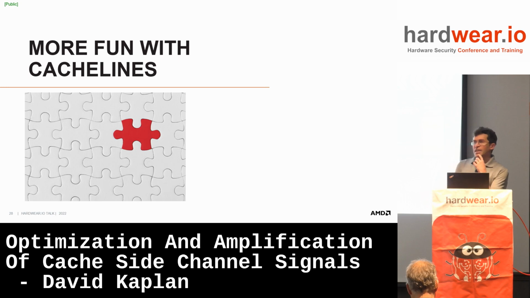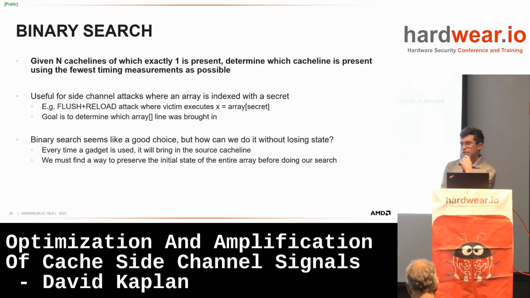All right, now what else can we do? This is the fun part. So I'm going to present 2 problems here. First one is a binary search. We have an array of cache lines. One of them is present. We don't know which. We want to find which one is present, doing the fewest timing measurements possible.